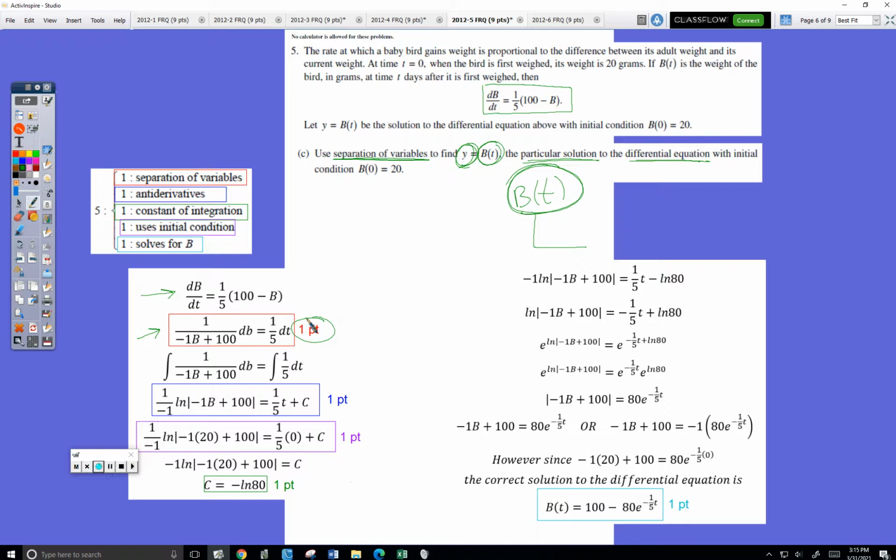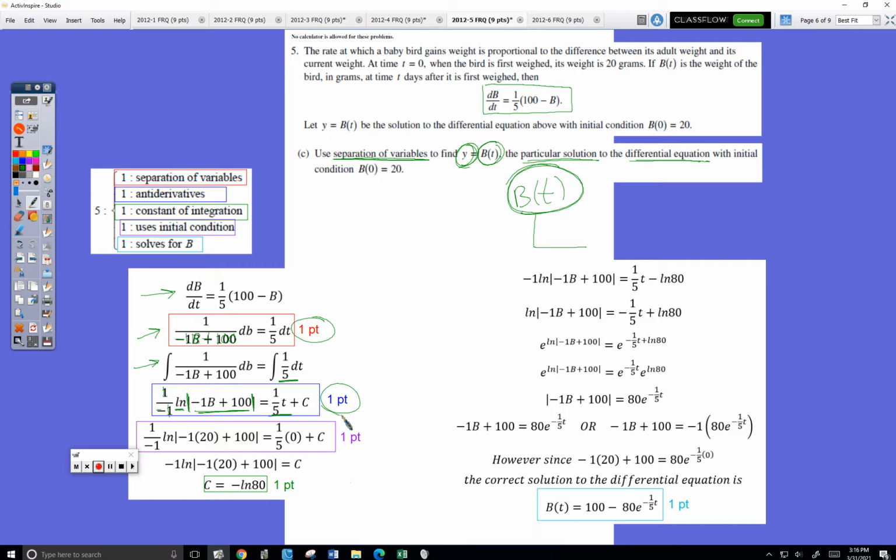I like to write -1 times b to avoid some mistakes, because this is an ax plus b form. Now when I go to take the antiderivative on this line, I use the ax plus b rule. So 1 over a multiplied by natural log of the absolute value of that ax plus b thing. The antiderivative of a constant is just going to be 1/5 t. There's your second point if you have the antiderivatives correct.